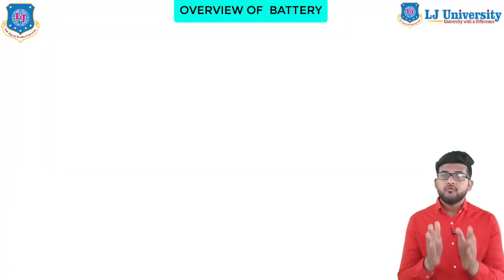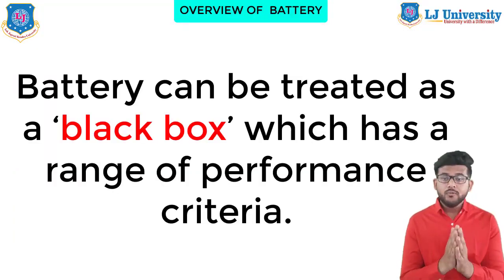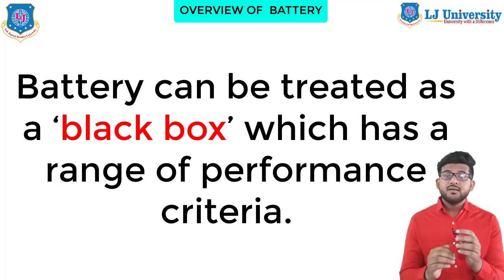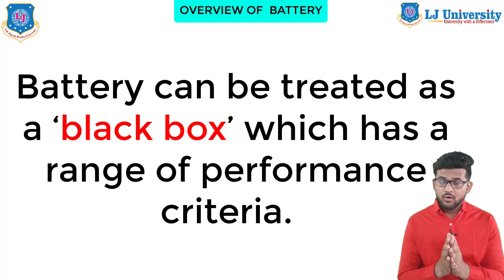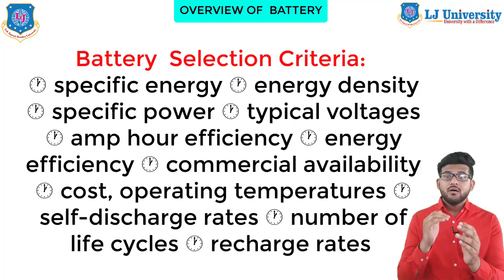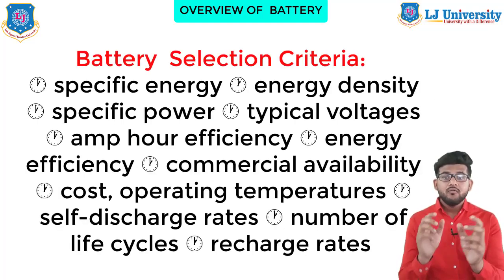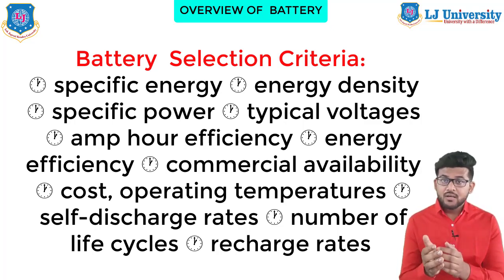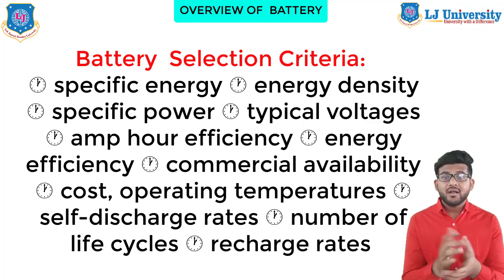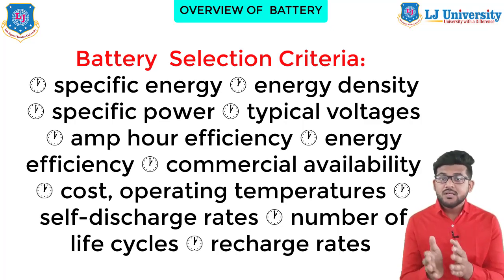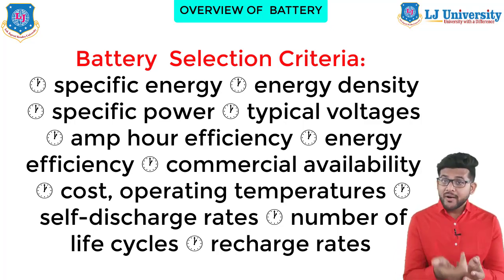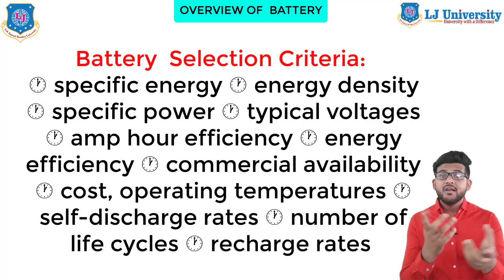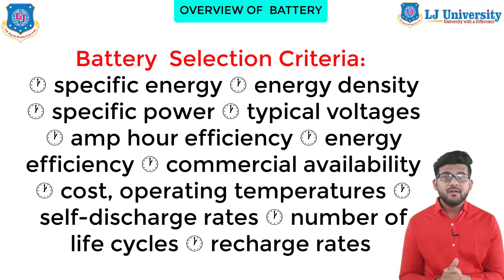From the electric vehicle designer's point of view, the battery can be treated as a black box which has a range of performance criteria. These criteria include different parameters like specific energy, energy density, specific power, typical voltages, ampere hour efficiency, energy efficiency, commercial availability, cost, operating temperatures, self discharge rate, number of life cycles and recharge rates. So these are the main parameters that we have to look for.